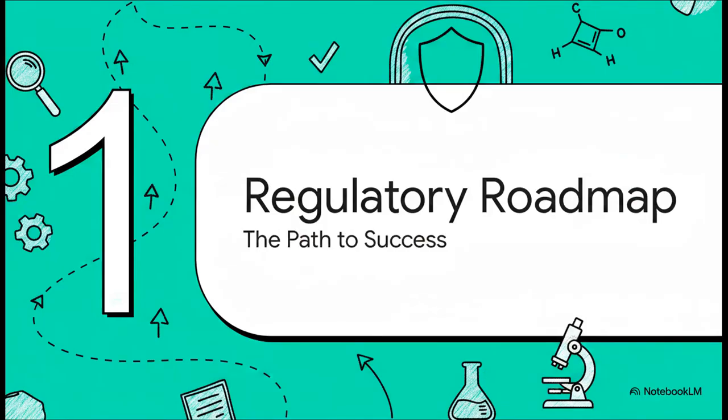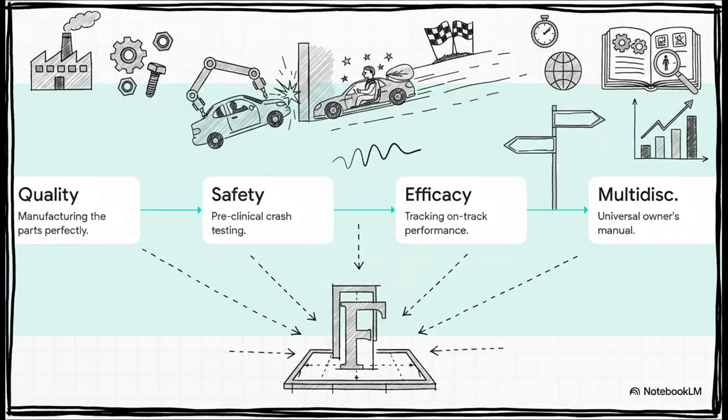All right, part 1, the regulatory success roadmap. To instantly demystify these categories, we're going to use a pretty straightforward analogy. Think of developing a pharmaceutical product exactly like building a high-performance race car. Step 1 is quality. That's your manufacturing, right? Making sure the parts are built perfectly. Step 2 is safety. This is your crash testing. And trust me, you would much rather wreck a dummy in the lab than deal with real-world fallout.